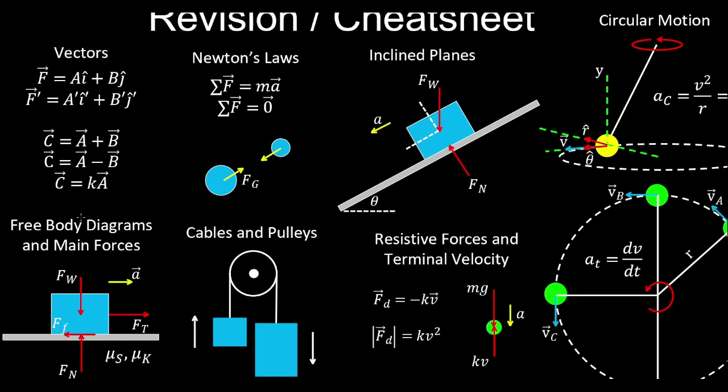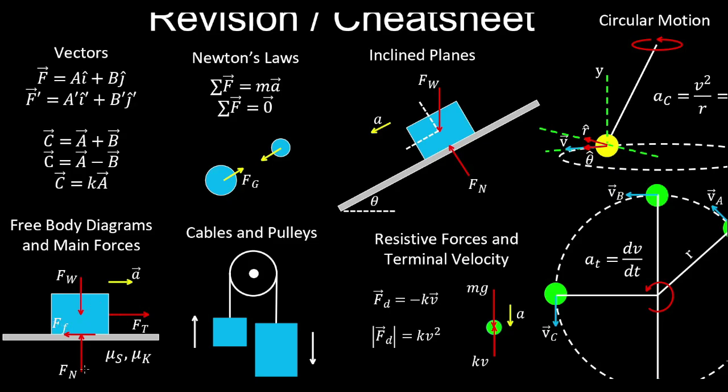And know how to isolate objects and draw free body diagrams with the main forces acting on the object. And these main forces are the tension force, friction force, normal force, and the force of weight due to gravitational acceleration near the surface of the Earth. And note that the friction force can be static friction or kinetic friction, depending on whether the object is moving or static.